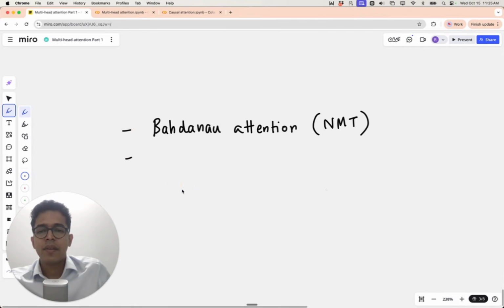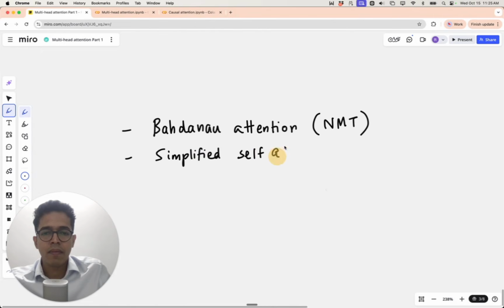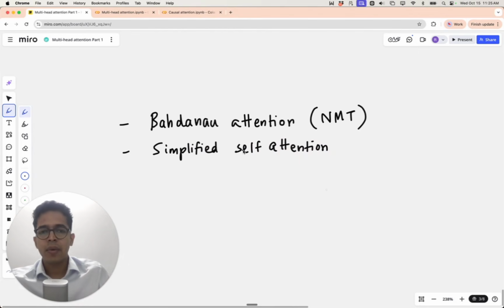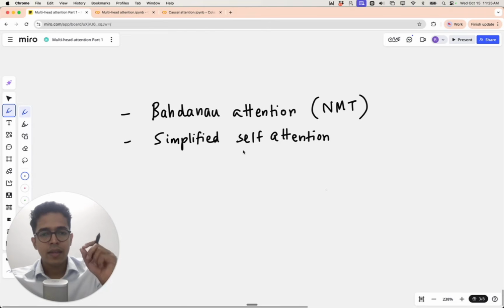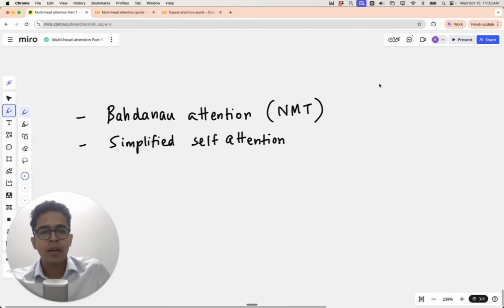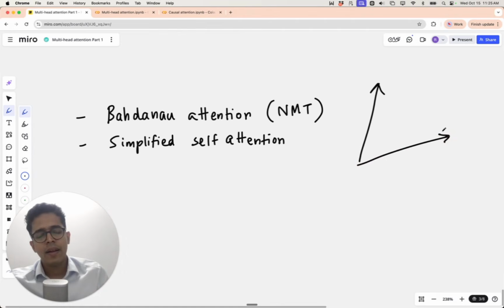After this, we discussed self-attention, and we first implemented a simplified self-attention. Here we did not use any trainable weights. We simply said the attention score between two input embeddings or two vectors is simply the dot product between them. And once we have the attention scores corresponding to one query, we can normalize those attention scores to get attention weights. This is what we did in simplified self-attention.